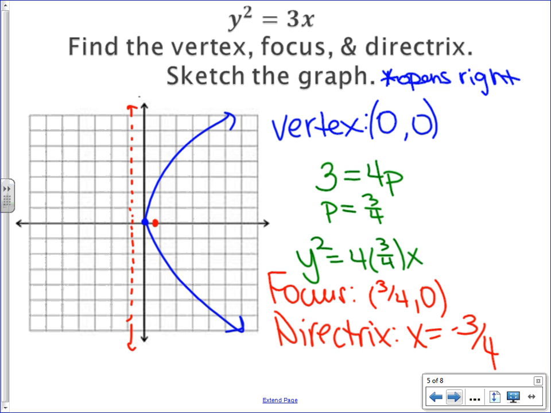Okay? Questions? Now, I will actually have you plot a couple points so that we can get a nice shape to it, and I'll show you that in our next two examples. What I wanted to focus on in this example is the focus and directrix. Okay, so there are no questions.